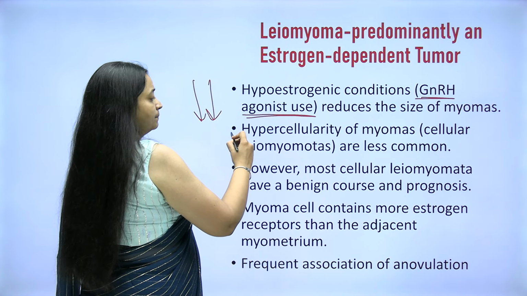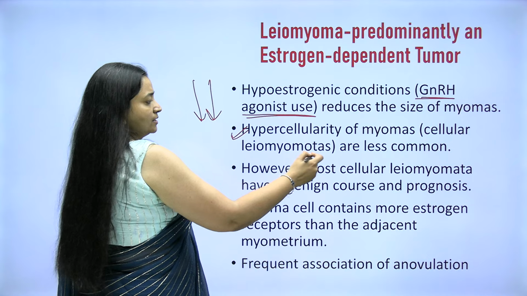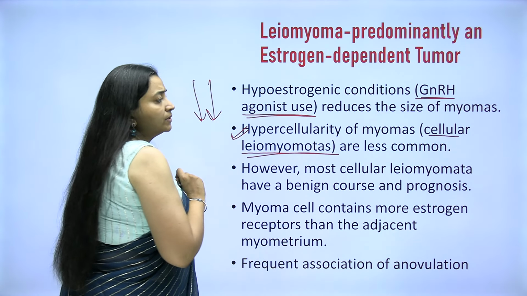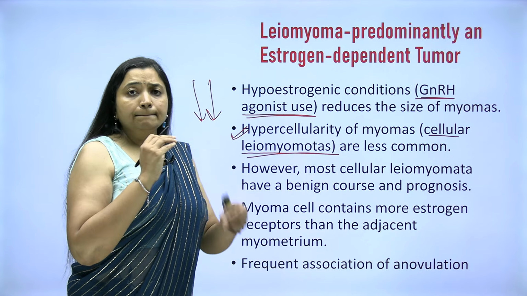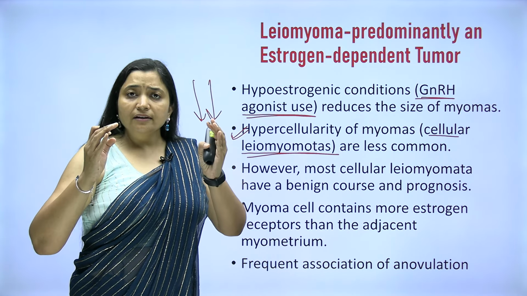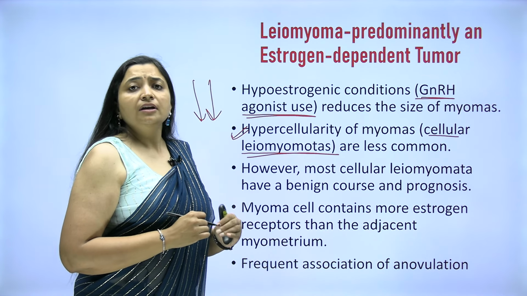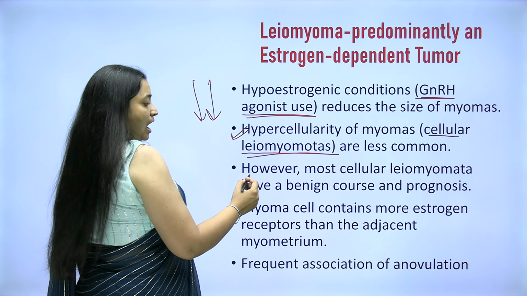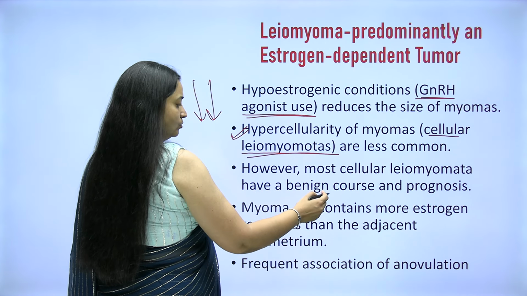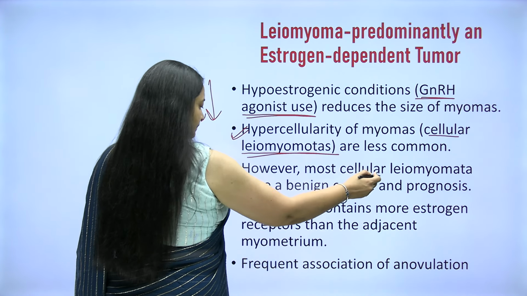Hypercellularity of myomas, or cellular leiomyomata, is less common. What does that mean? That the number of cells does not increase that much, but the size of the cell increases under the effect of the estrogen. However, most cellular leiomyomata have a benign course and prognosis.